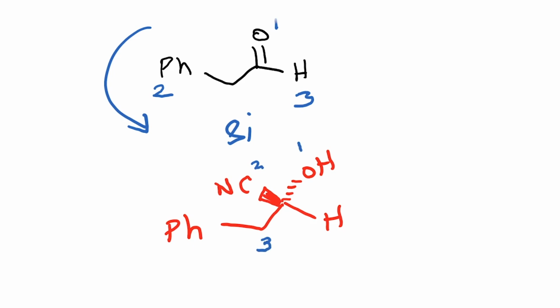And so if I'm looking at it from here, then it's going to be anti-clockwise, but since the fourth priority is towards me, this is going to be R. Okay, so just to highlight that there is no connection between the Re face and the eventual absolute configuration of the compound. Just to be careful, Re has nothing to do with R, and Si doesn't have anything to do with S. Now what you can do is work out the addition through the Re face and write out the product that is formed.